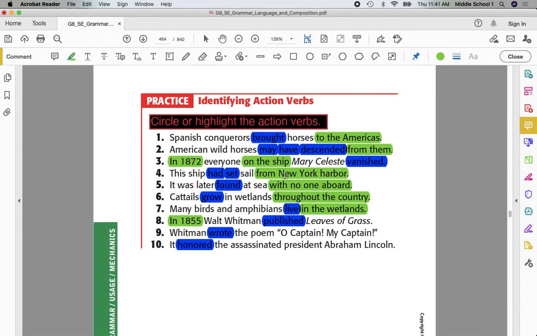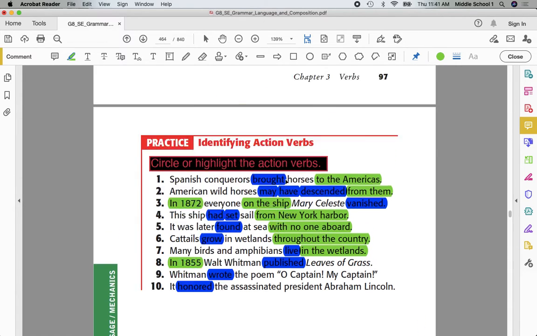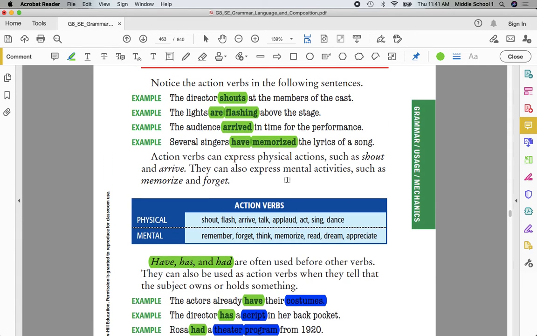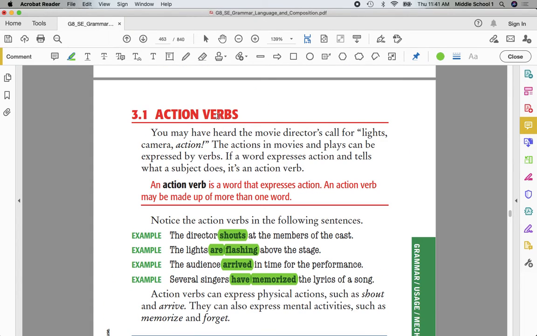Takeaway from today. Can I find the action verb in the sentence? If you can, then you have mastered our lesson concerning the identification of action verbs. That'll do it for our lesson for today.